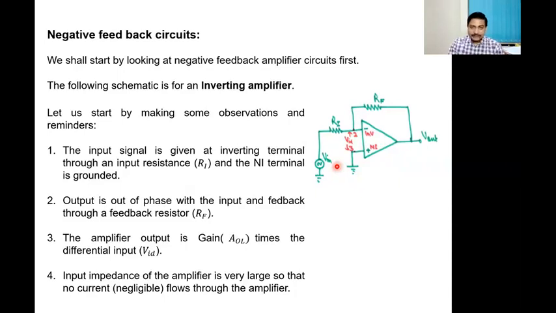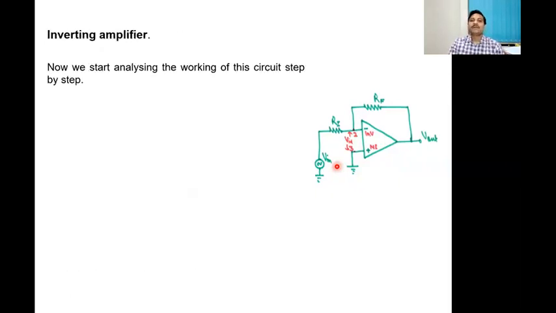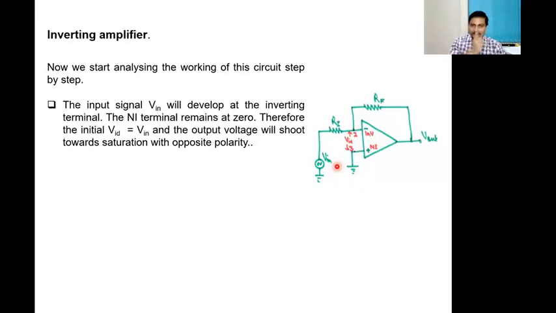Okay, so some observations, some reminders, and now let's analyze the working of this circuit again step by step, looking at one thing at a time. Now let's switch on our input signal. To begin with, the input signal V in will develop at the inverting terminal, so at pin number 2. The non-inverting terminal is anyway grounded, so at pin number 3, it's always 0 volts.